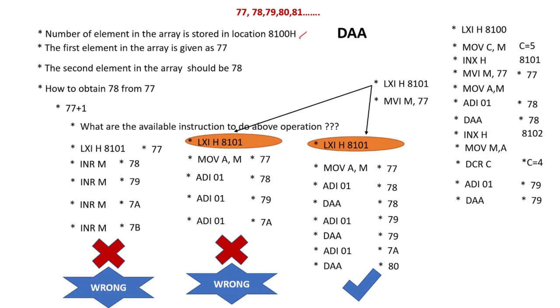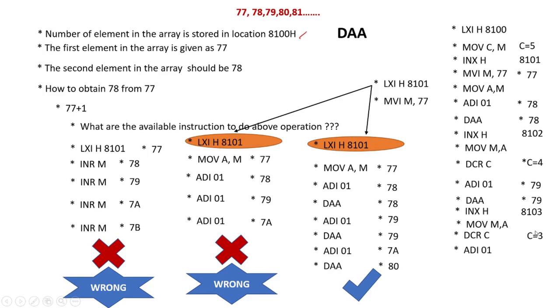Now we need to save this 79 into location 8103. For that we need to increment the memory pointer by means of the INX H instruction. After execution of this instruction, the HL pair will point to the next memory location, that is 8103. So into this location we need to move 79. For that we can use MOV M, A. Next, again we need to decrement the count. After execution of this instruction, C becomes 3.